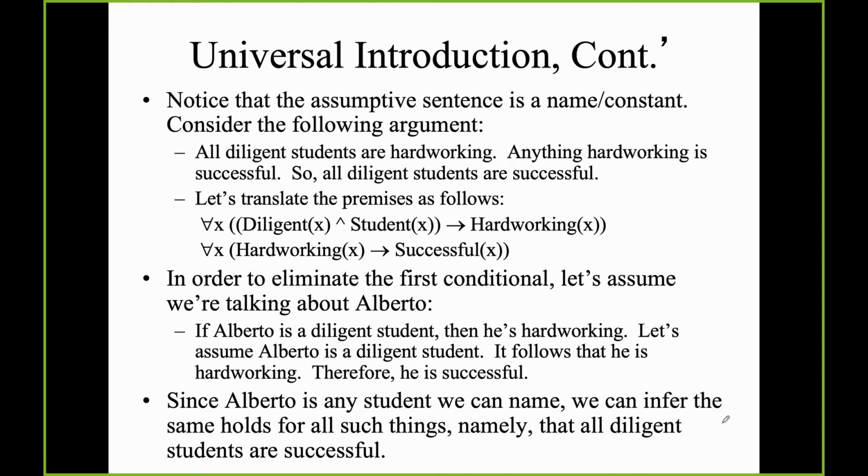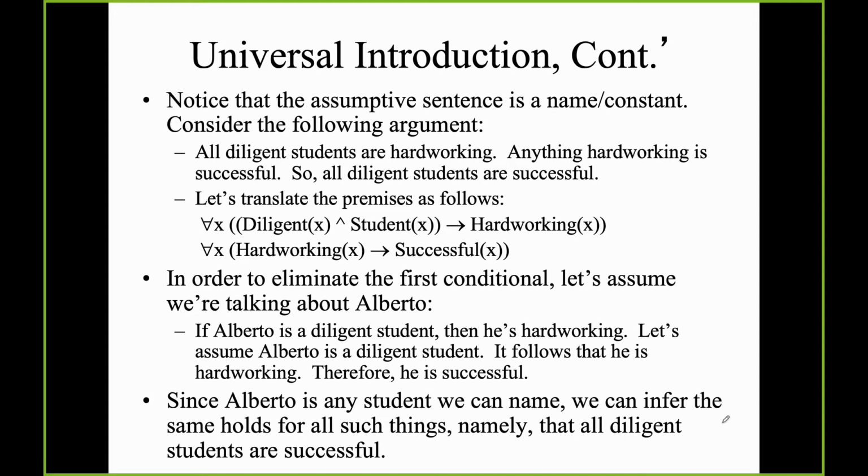So I go ahead and offer up a translation for everything in the universe that's both a diligent thing and a student thing. I know it's awkward language, but there you go. That thing is hardworking, right? And then the second premise is for everything in the universe that's hardworking, that thing is successful. Or for every hardworking thing, that thing is successful. Now, what we want to do is prove the arrow claim, right? Every diligent student is successful.